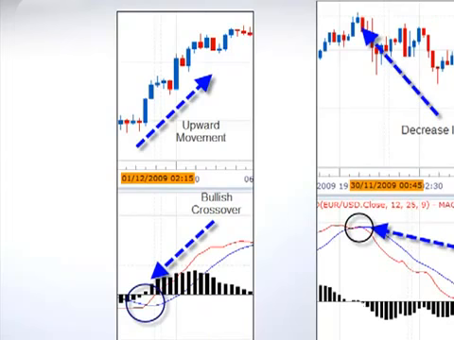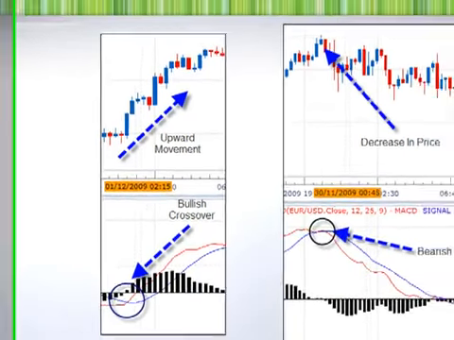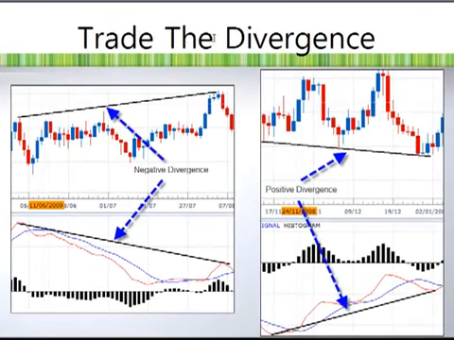So besides this crossover strategy, we could trade the MACD divergence, which is a very, very reliable strategy. Actually, I recommend this MACD divergence strategy to all traders, especially new traders, because it's a very, very easy to trade strategy. And it's very, very reliable. So what do you mean by the divergence?